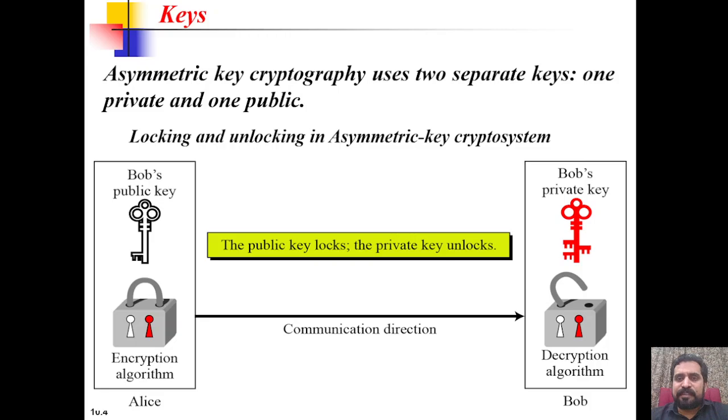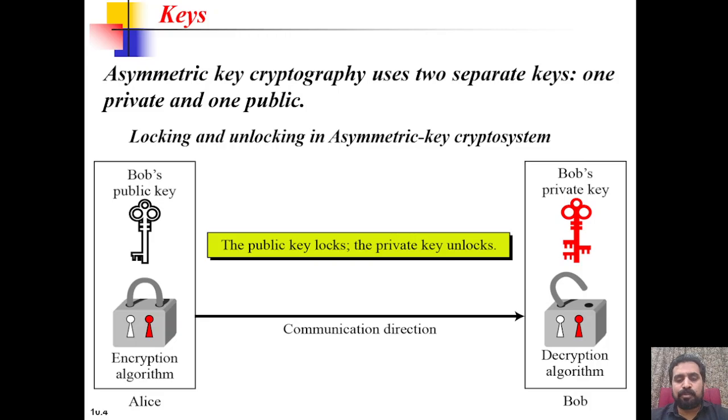Asymmetric key cryptography uses two separate keys. One is private and the other is public. These keys are mathematically related but not identical. The public key can be freely distributed and is used for encryption and verifying digital signatures, while the private key is kept secret and used for decryption and generating digital signatures.